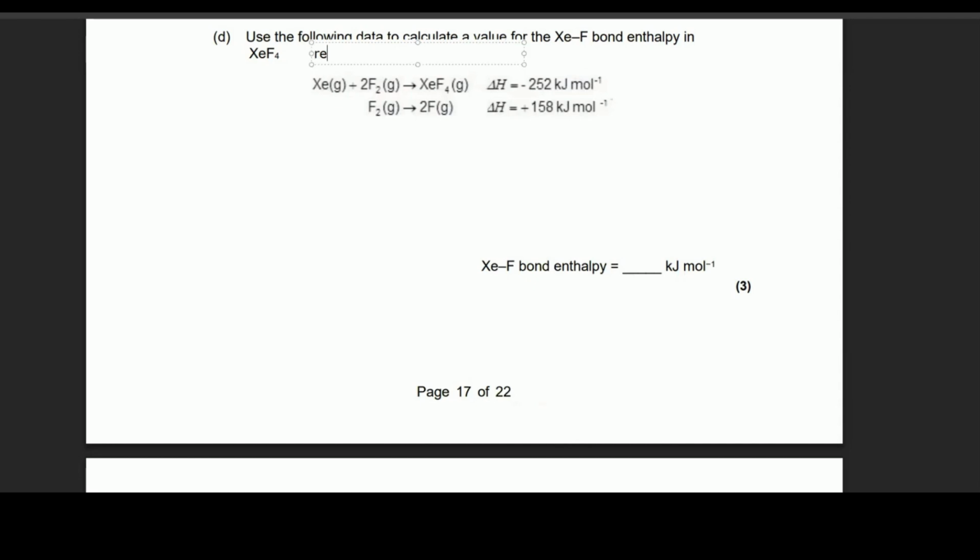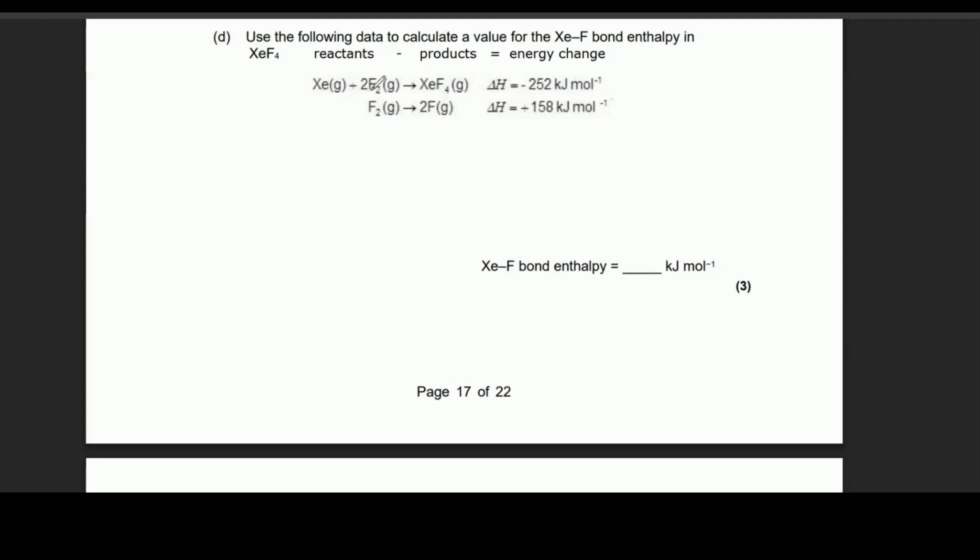Okay. You remember that the energy going in, the energy being absorbed from the reactants, minus the energy being released from bond making, is equal to the overall energy change. And in this case that is minus 252. They've told us the enthalpy change for the reaction is minus 252. So this is the energy change. So I just need to work out what the reactants are and what the products are and what the energy change is. And so let's do it.